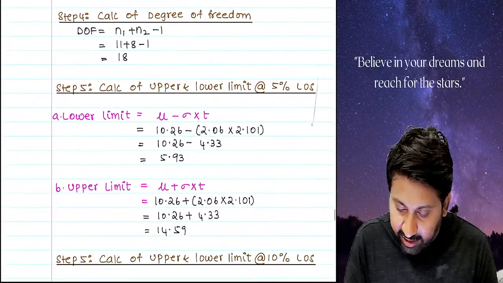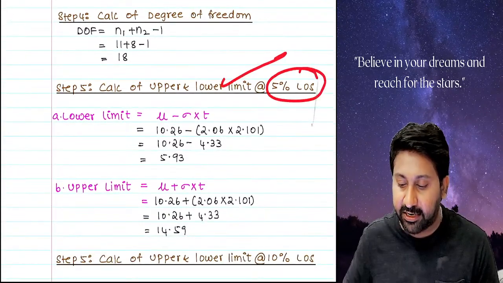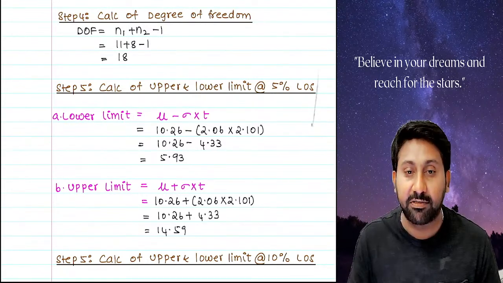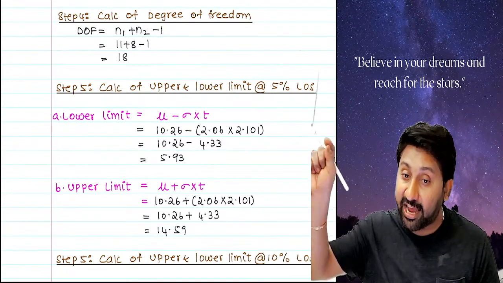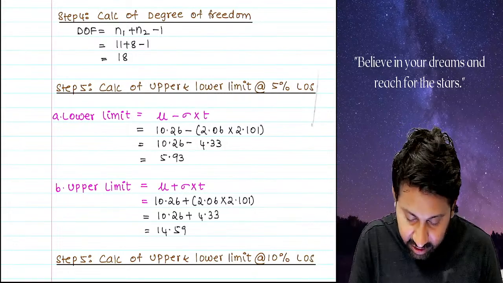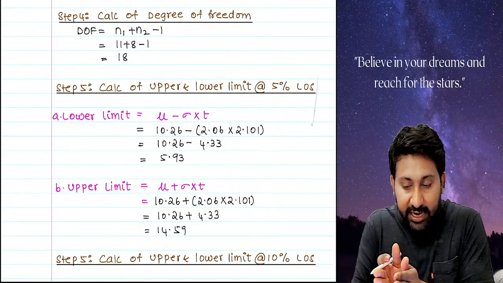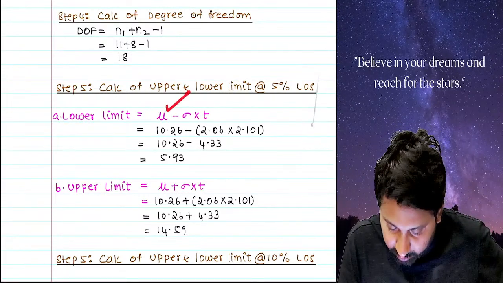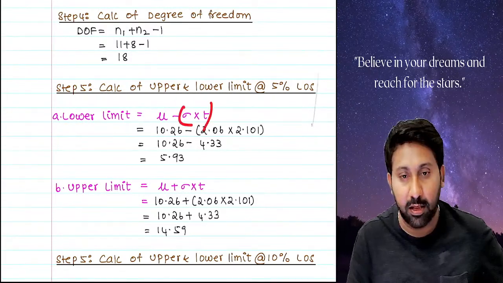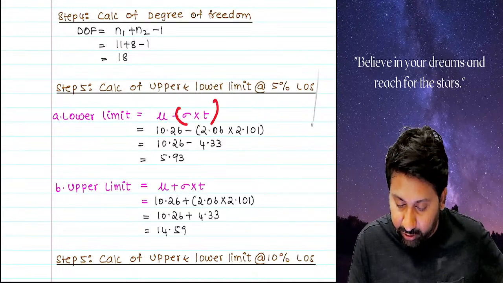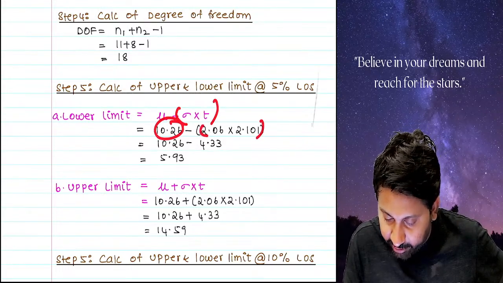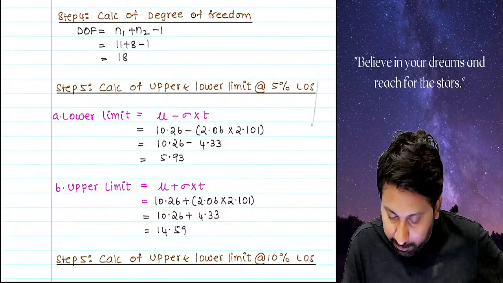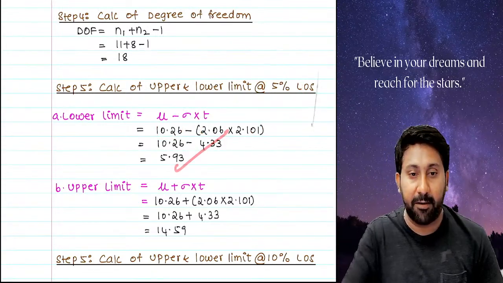Calculation of the lower limit at 5% level of significance. Level of significance means the chance that it cannot occur. Lower limit means how low it can go, and upper limit means how high it can go. So lower limit is mu minus sigma into t. At 5%, t is 2.101. 10.26 minus 4.33 gives 5.93.